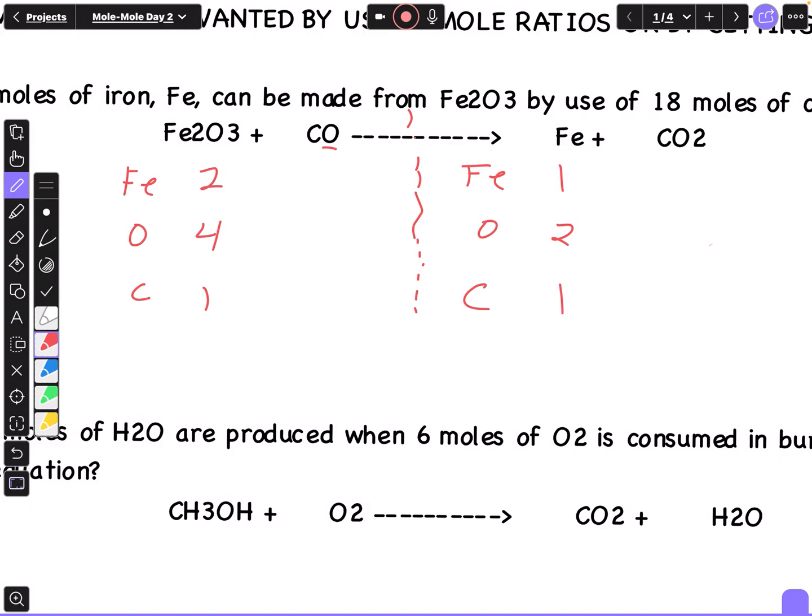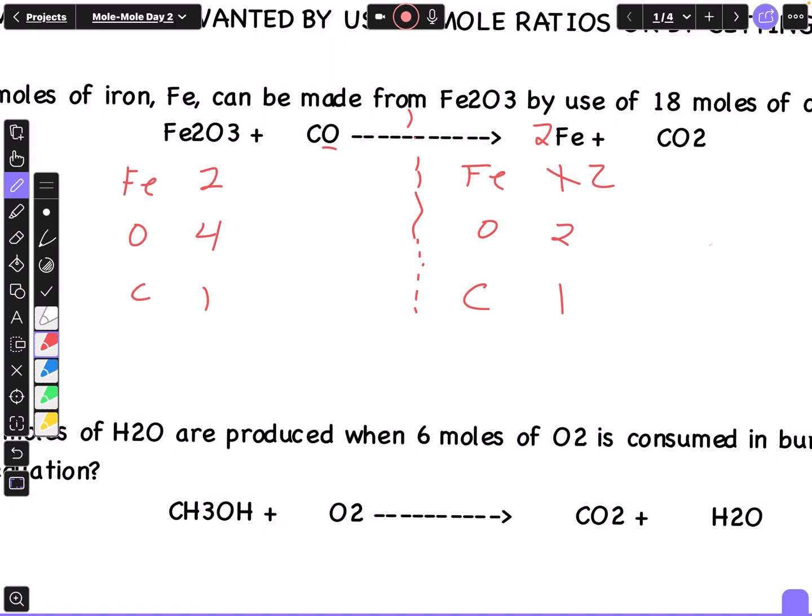So this one's kind of difficult to balance, so I'm helping you with this one. Most of them are not going to be like this one. Most of them are going to be easier. Even if they look like they're hard to balance, they work out pretty easy. First I'm going to balance my irons. I have 2 on the left, I need 2 on the right. I put a 2 right there, and I balance my irons.